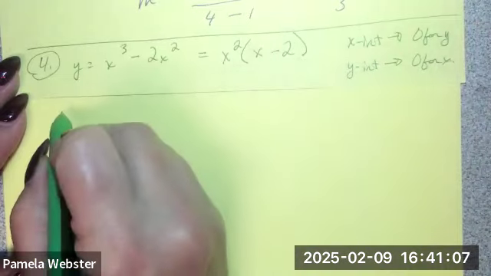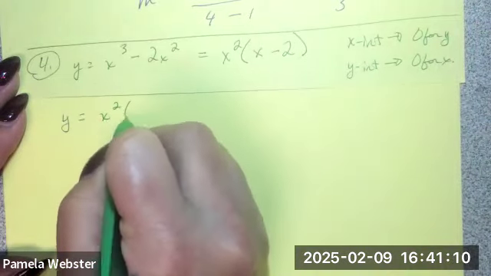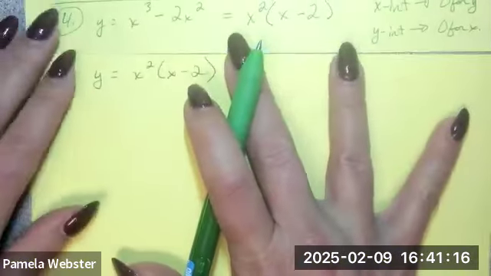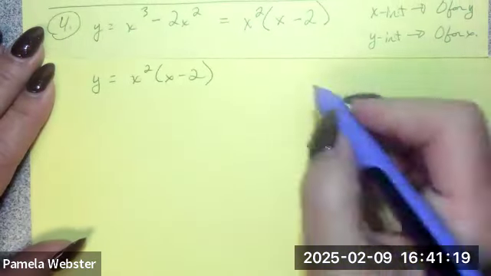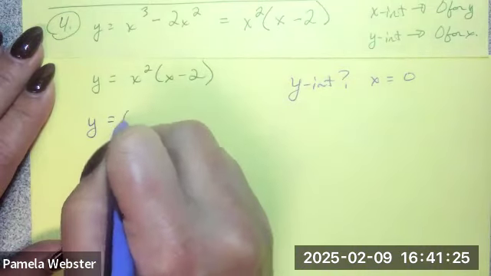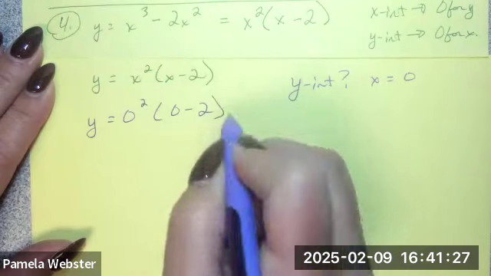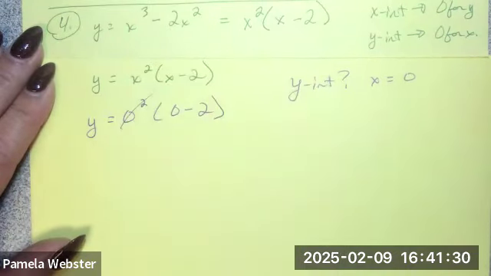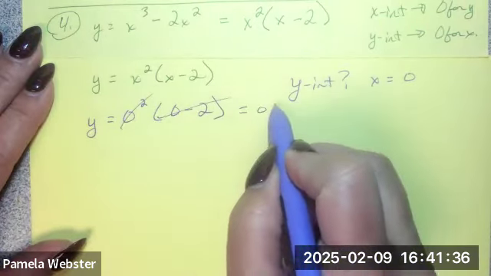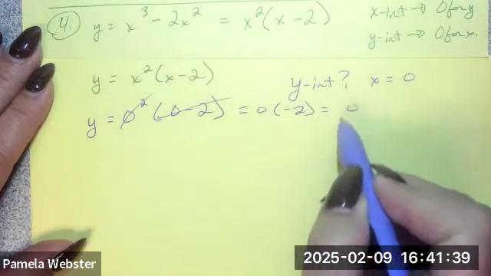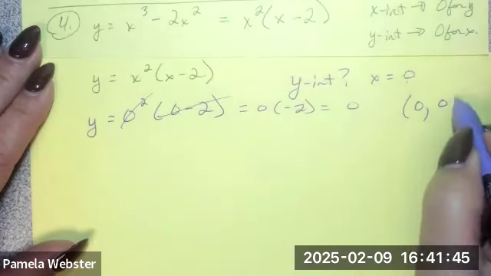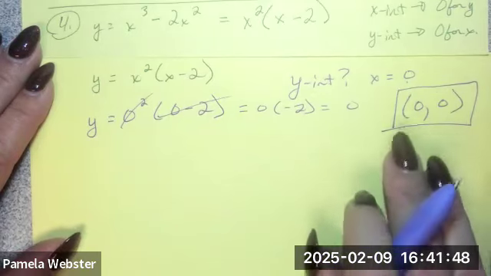Okay, so for instance, I'm looking right here. I've got y equals x squared times x minus 2. If I want to start with the y-intercept here, then I'm going to plug in x equals 0. So here it is, y equals 0 squared times 0 minus 2. Well, 0 squared is just 0. And anything times a 0 is just a 0, right? So sure enough, we do have the point x was 0, y was 0, right? Okay, so that is a y-intercept.